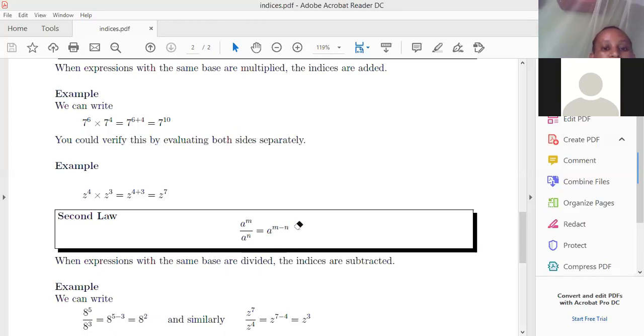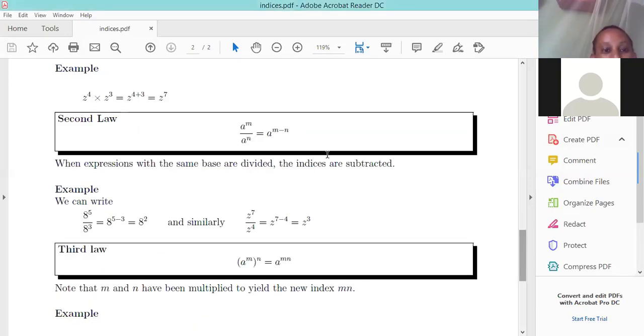The subtraction law is dealt with when we are dividing. When we are dividing values which do have indices or powers, when that base is the same, the rule states we subtract the powers. The rule is the numerator's power, to subtract the power of whatever we have on the denominator. Always we start with the power that is on the numerator, and then we minus the power of the value that is on the denominator.